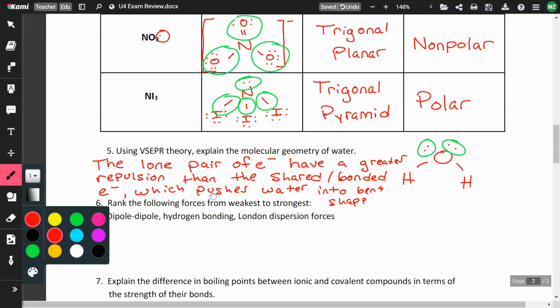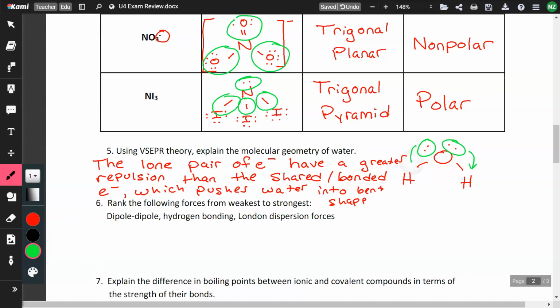So what's happening here, you've got these lone pair, and normally it would be linear, it'd be straight out, but these lone pair are pushing these down, which causes it to take that bent shape.